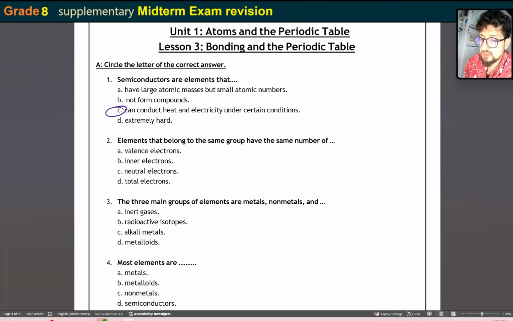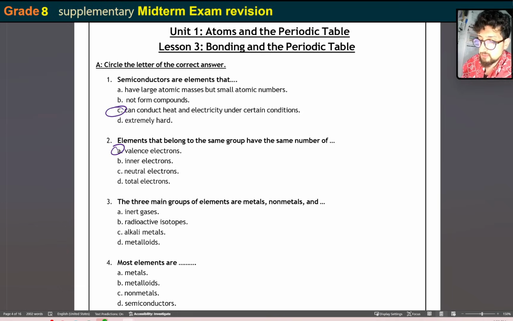Okay, question 2 says elements that belong to the same group have the same number of... if they are in the same group, that means they have the same number of valence electrons. So group 1, for example, lithium, sodium, potassium, rubidium, cesium, francium, all of them have one valence electron. Even though the reactivity increases as you go down, they all have one valence electron.